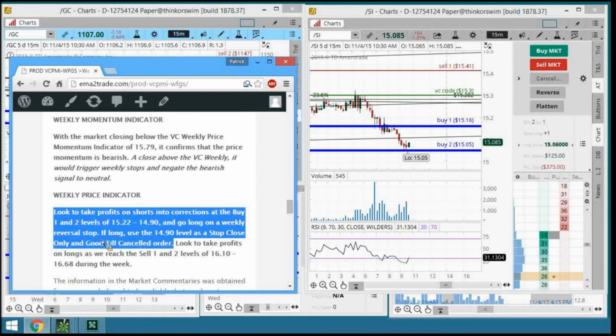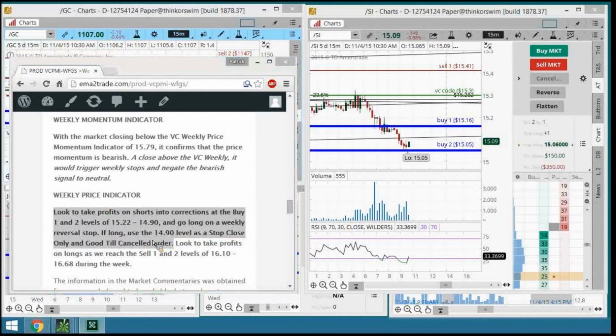And if you go long, use the 1490 level as a stop close only and go to cancel order. This is the stop that we're using for the swing trading signals that we have open, the 1490. The day trade, we're using daytime criteria on stops, SEOs, hard stops, market on the close.